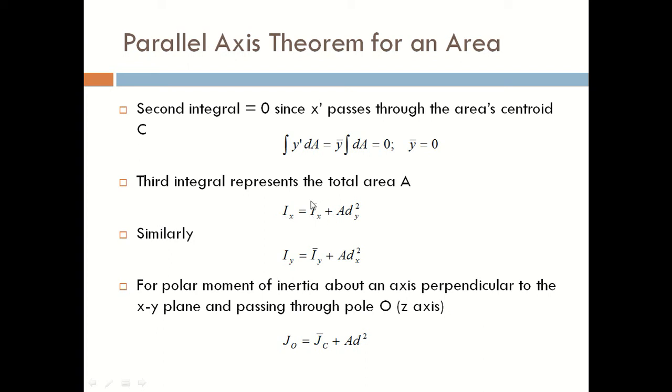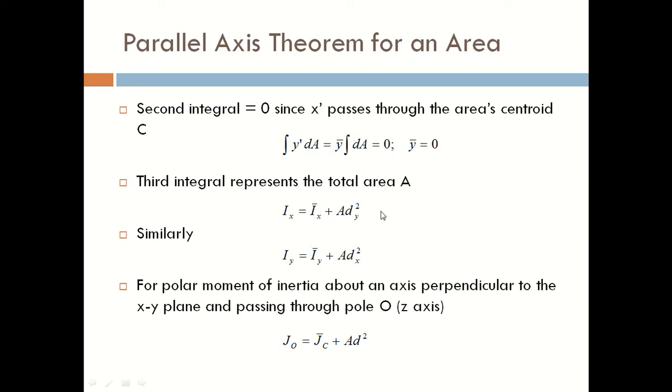I dash x is the moment of inertia through the centroidal axis plus A d y square. Similarly, I of y is equal to I dash y plus A d x square. So this is the parallel axis theorem. The parallel axis theorem indicates that the moment of inertia of a plane lamina about an axis which is parallel to the axis passing through the centroid is equal to the moment of inertia about the centroidal axis plus the product of area and square of the distance between the two axes. So this is our parallel axis theorem.